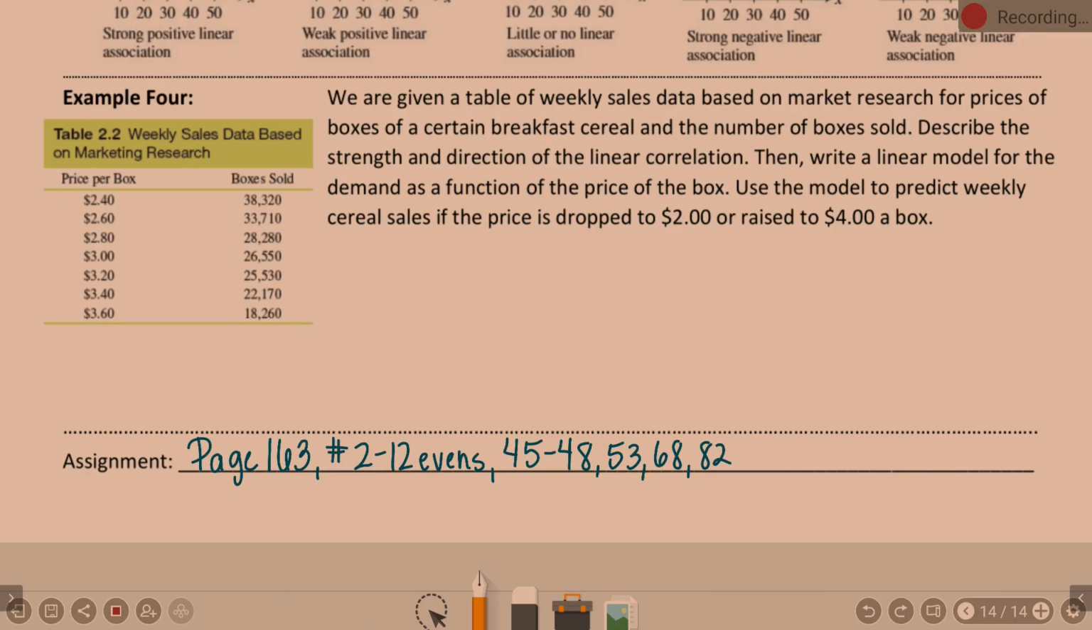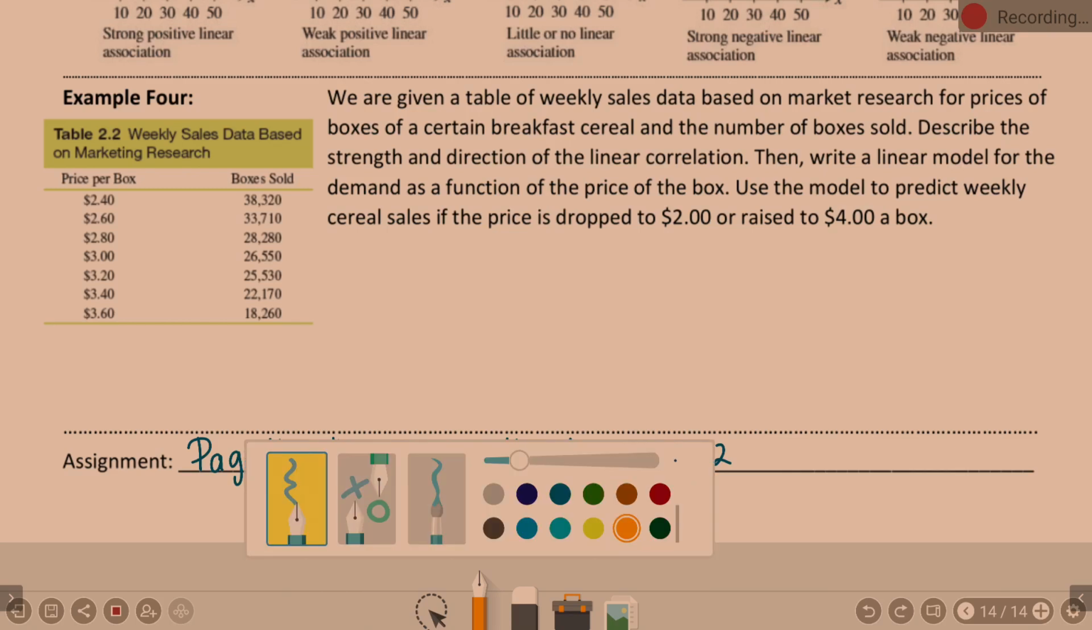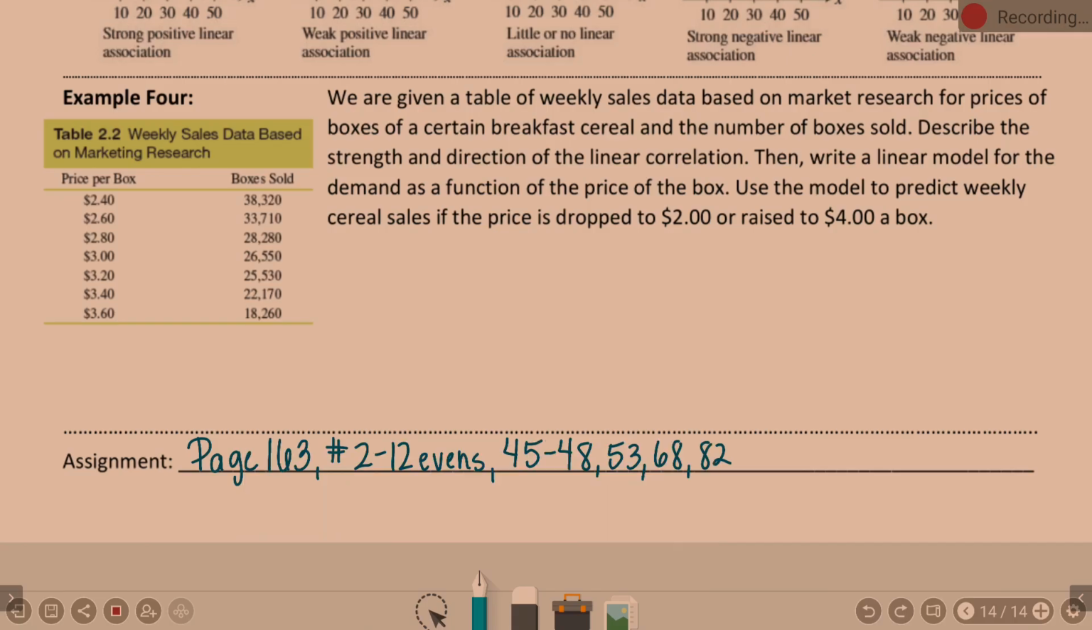So, we're given a table of weekly sales data based on market research for prices of boxes of a certain breakfast cereal and the number of boxes sold. Describe the strength and direction of the linear correlation. So this is like a 3 or 4 part question here. Okay, so first thing we're going to do is describe the strength and direction of the linear correlation.